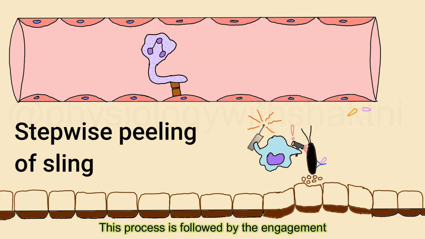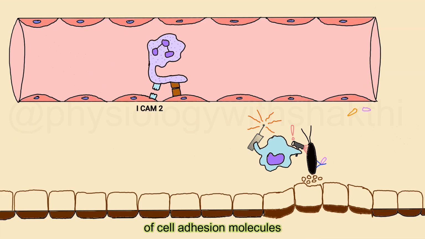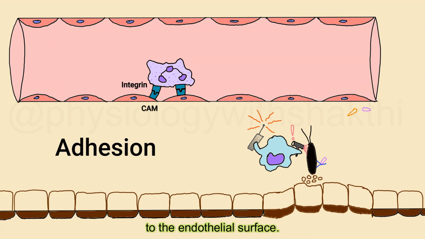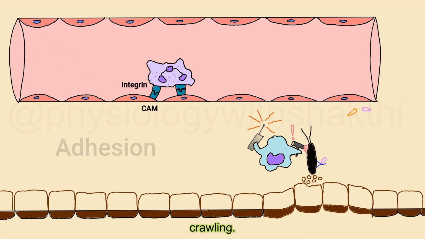This process is followed by the engagement of cell adhesion molecules with integrins like LFA1. The interaction acts like a braking system, further slowing the neutrophil and leading to arrest. Also, during rolling, exposure to chemokine triggers conformational changes in integrins, enabling firm adhesion to the endothelial surface. This firm adhesion creates a stable base that facilitates the next step, crawling.